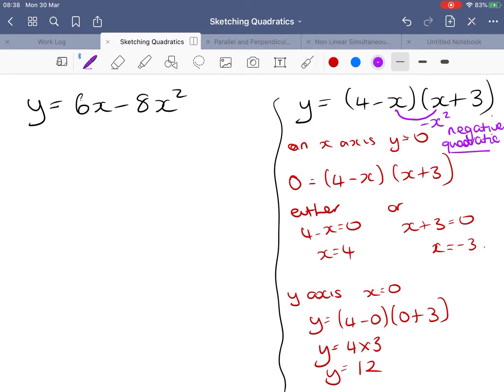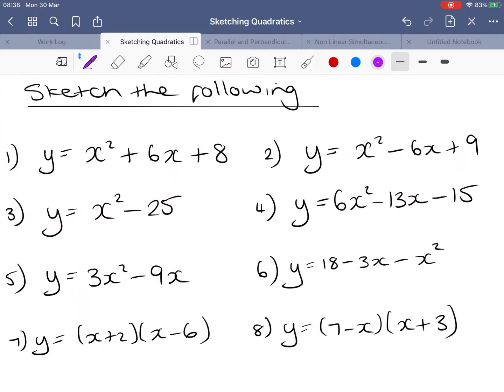Okay, have a go at those 8, or as many of those 8 as you want. When you've done, press pause, have a go. When you've done, I'll show you the solutions.